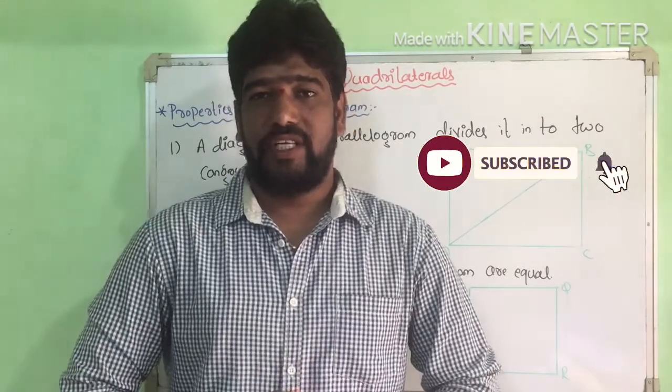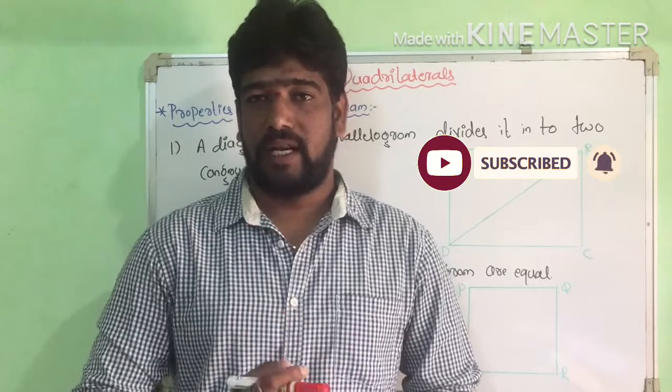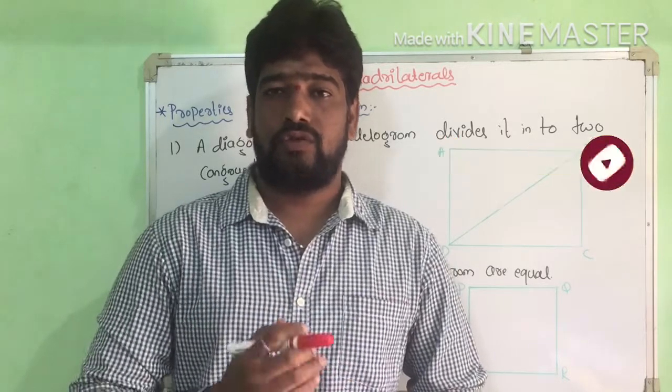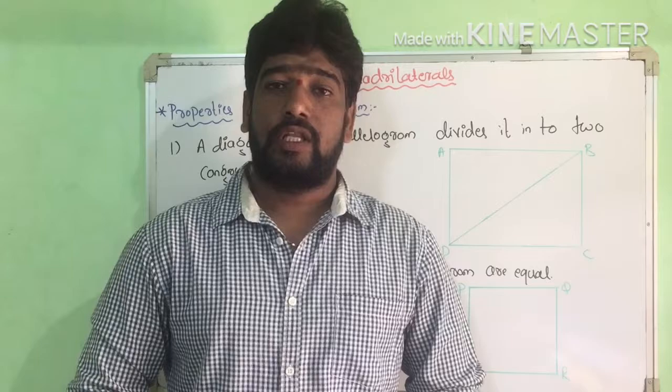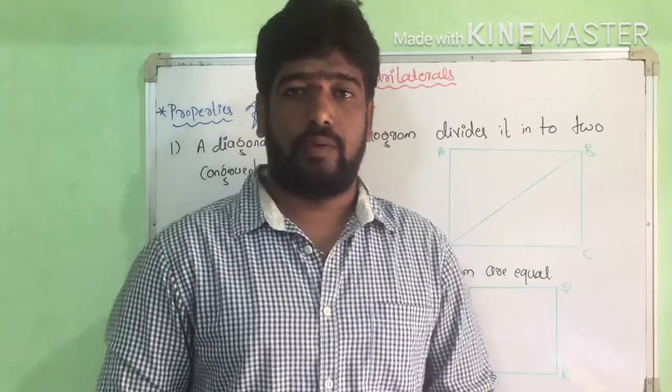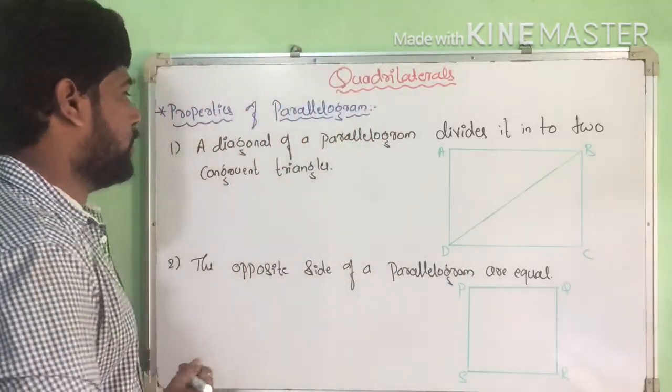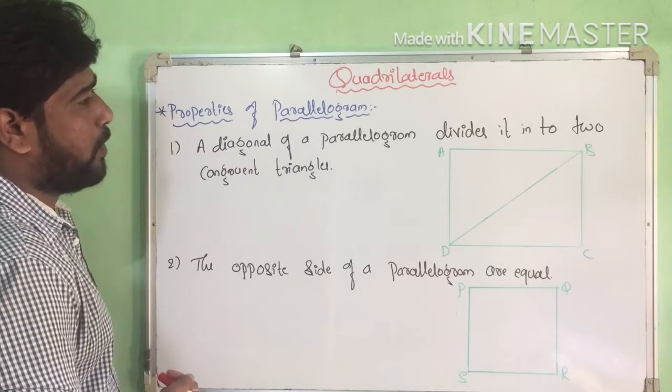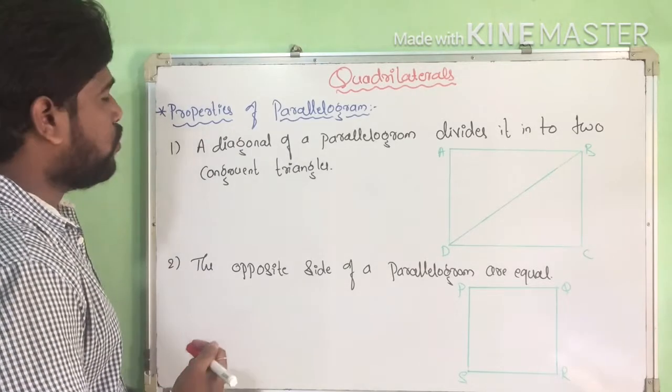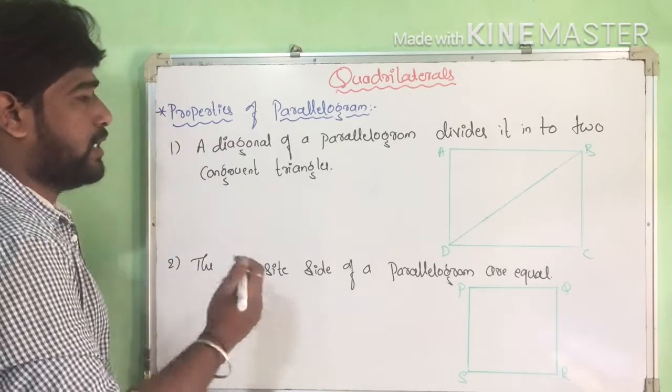In a previous section we discussed the introduction of a quadrilateral and some definitions. So today's section I am going to discuss the properties of a parallelogram. Right. So here the first property they have given is: a diagonal of a parallelogram divides it into two congruent triangles.